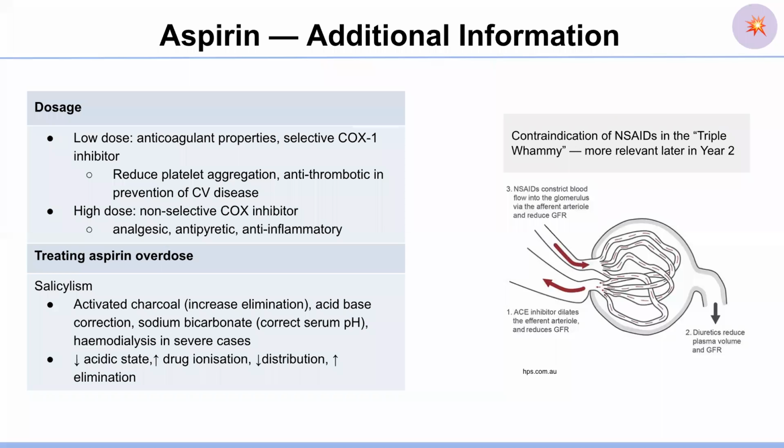Aspirin overdose is also called salicylism. To treat, you want to reduce the acidic state, increase the ionization of the drug, reduce distribution, and increase elimination. In severe cases, you might have to use dialysis.